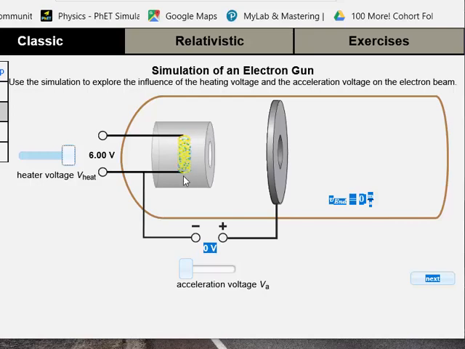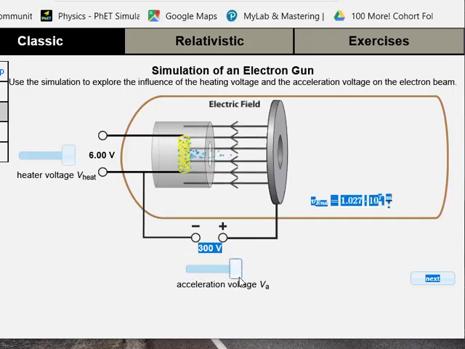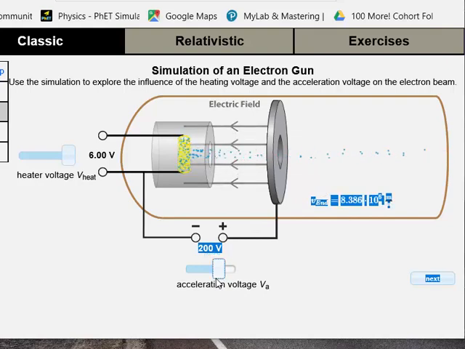Now what I want to do is put a voltage difference between the filament and this conductor here, which has a hole in it. As I put a positive voltage across that, you'll notice it's creating an electric field in the opposite direction. Since the electric field is to the left, my electrons are going to accelerate to the right. And by changing the voltage here, I can change how fast the electrons are going when they exit the electron gun.